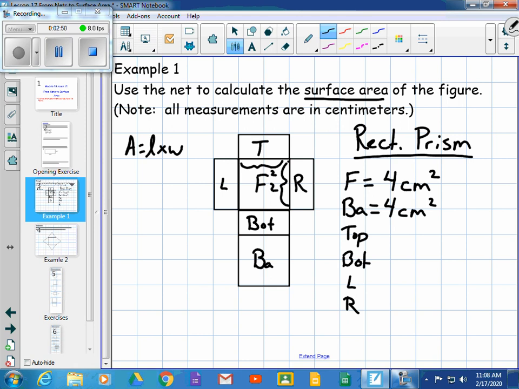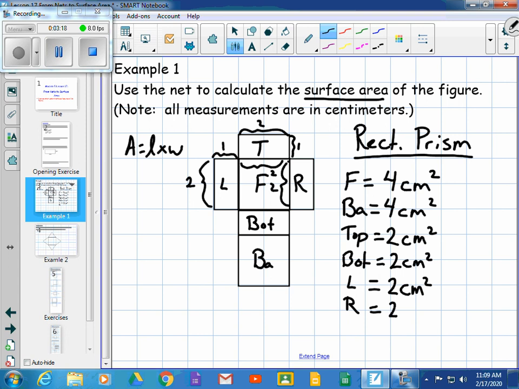The top and the bottom match. The top measures 2 by 1. So 2 times 1 tells me I have an area of 2 square centimeters. And the bottom matches that. And then the left and the right, they match. They have the dimensions of 2 by 1. So again, 2 times 1 tells me they have an area of 2 square centimeters. And the right matches the left.